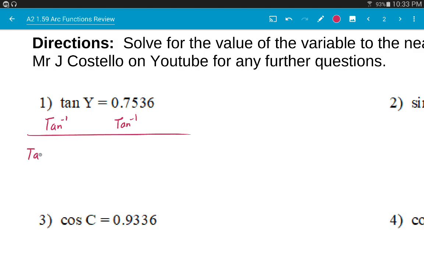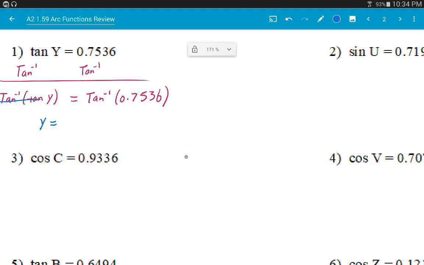I get the arctangent of the tangent of y is equal to the arctangent of 0.7536. Now, tangent and arctangent cancel each other out, leaving me with just y equals. On the right-hand side, this is purely calculator work. So I'm going to bring up my calculator.